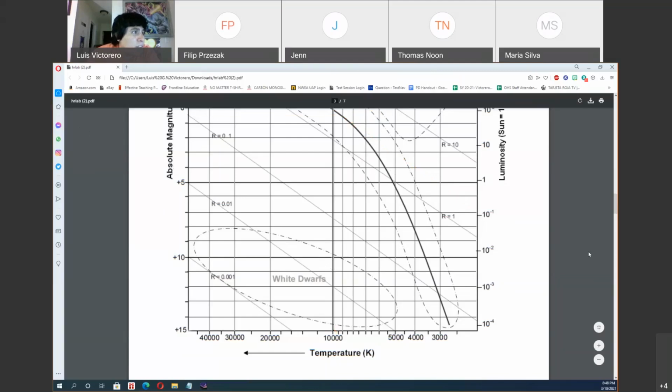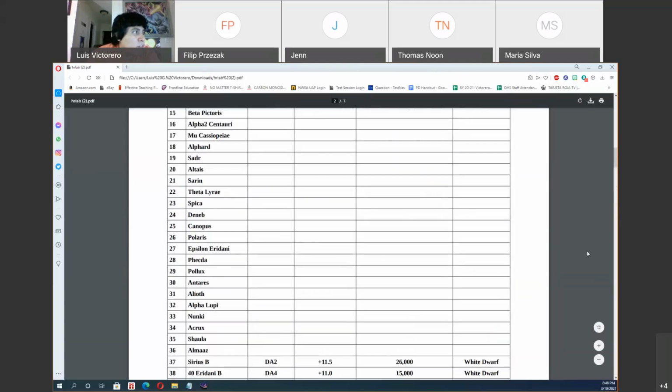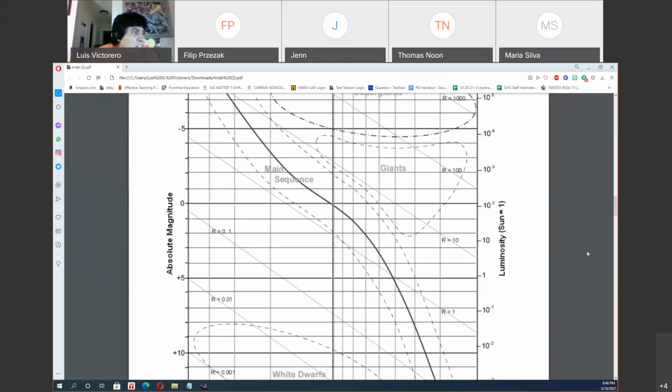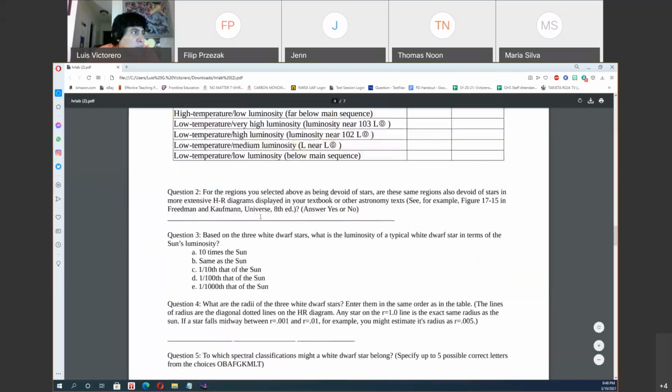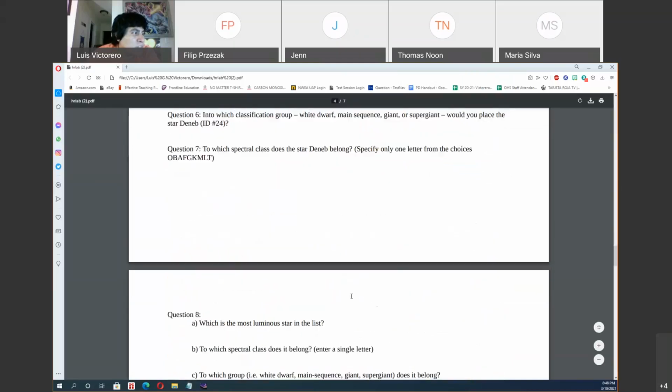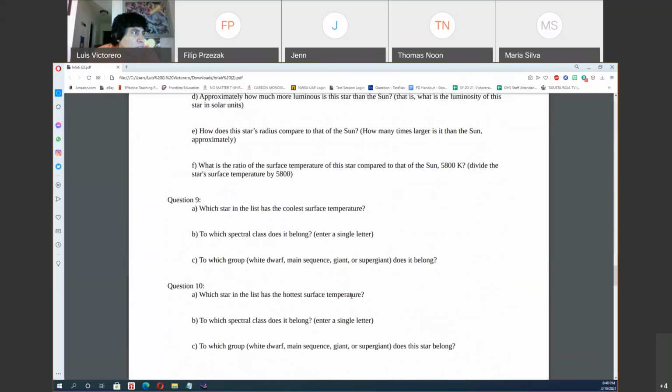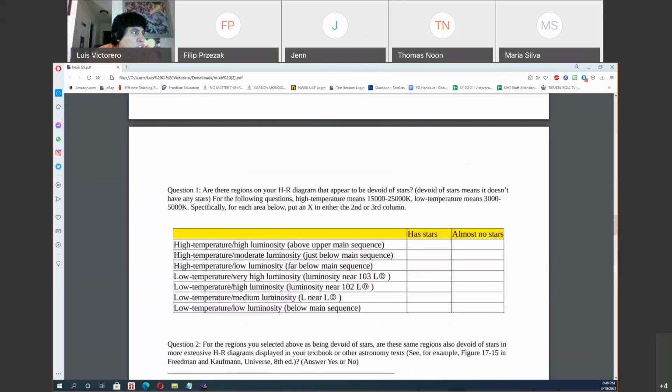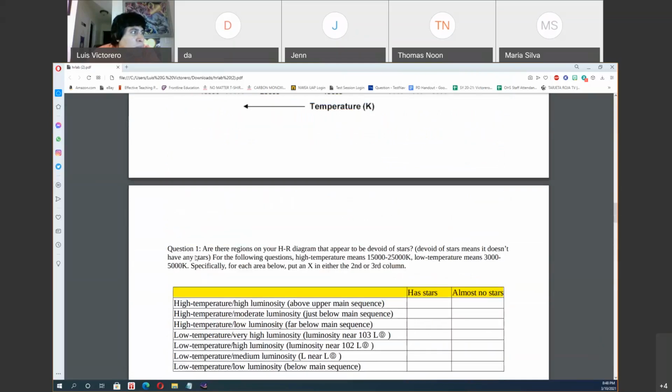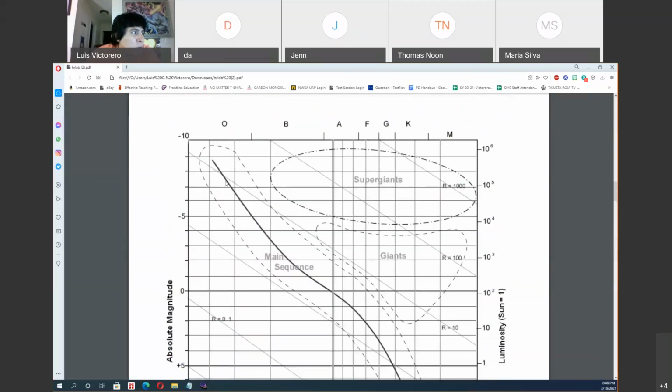And then once you finish doing that plot, you can start answering all these questions. That's the easy part of the lab, because all these questions are based on that chart. Questions about how many stars can you find in the upper main sequence, so high temperature, high luminosity, here, right? So it's just a matter of plotting the stars first.